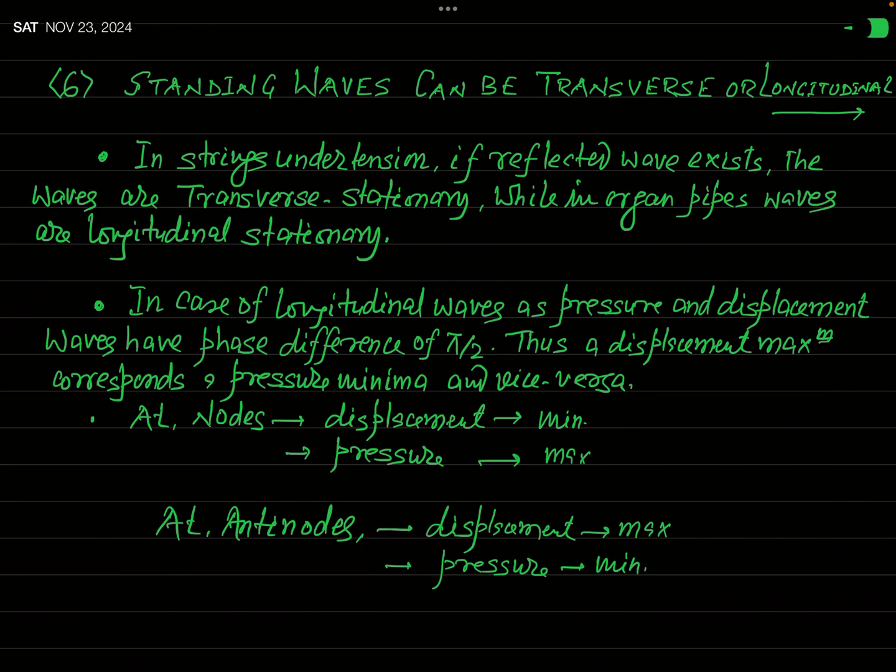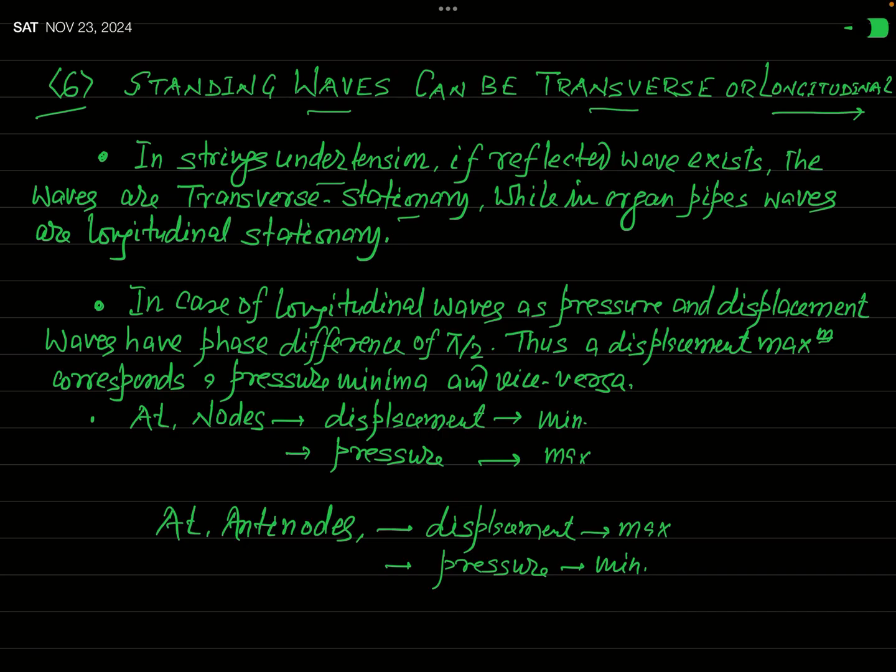Now let us see another important fact, which will be discussed more rigorously in a forthcoming video. I have mentioned here that standing waves can be transverse waves and can be longitudinal waves. It means a standing wave may be transverse and it may be longitudinal. For example, if you are talking about waves on a string under tension, if a reflected wave exists in this case, then it is of transverse nature. So on a stressed string, if a reflected wave exists, then the standing wave is of transverse nature.